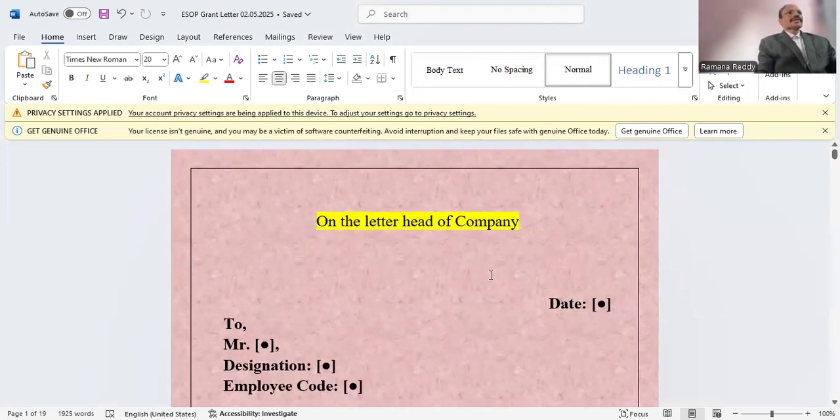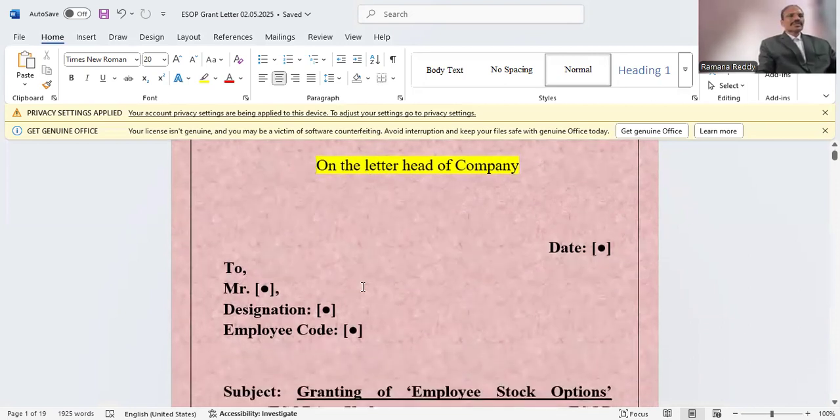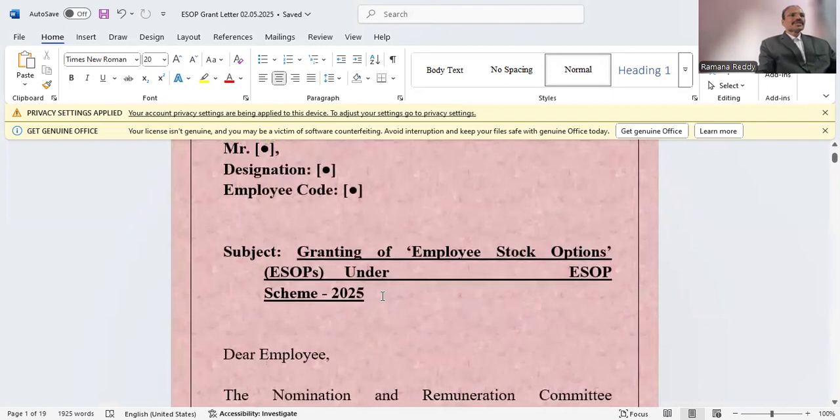Now I will explain the ESOP grant letter format. The company is issuing an ESOP grant letter to the employees. This is the format. It has to be on the letterhead of the company. Here we'll mention the date, then Mr. So-and-so, the employee name, his designation, and the employee code will be filled in.